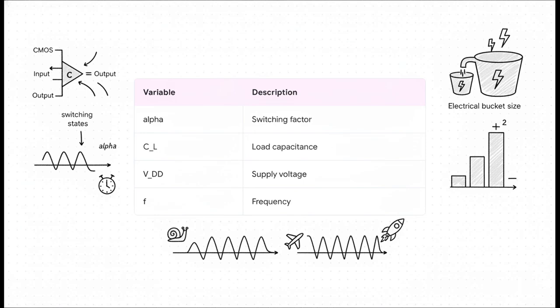The variables driving this are super interesting. Alpha represents how often it switches. CL is the load capacitance, basically the size of the electrical bucket it has to fill. F is your operating frequency or gigahertz, so faster switching naturally means more power. But pay close attention to VDD, the supply voltage. Notice that it's squared in the formula. This is exactly why engineers fight tooth and nail to run modern chips at the lowest possible voltages. It's all to save your battery life.